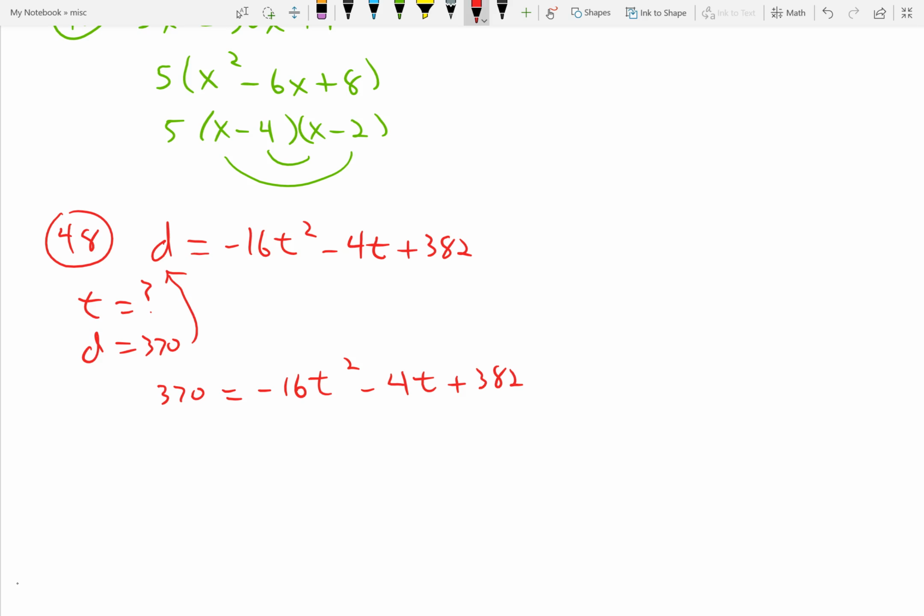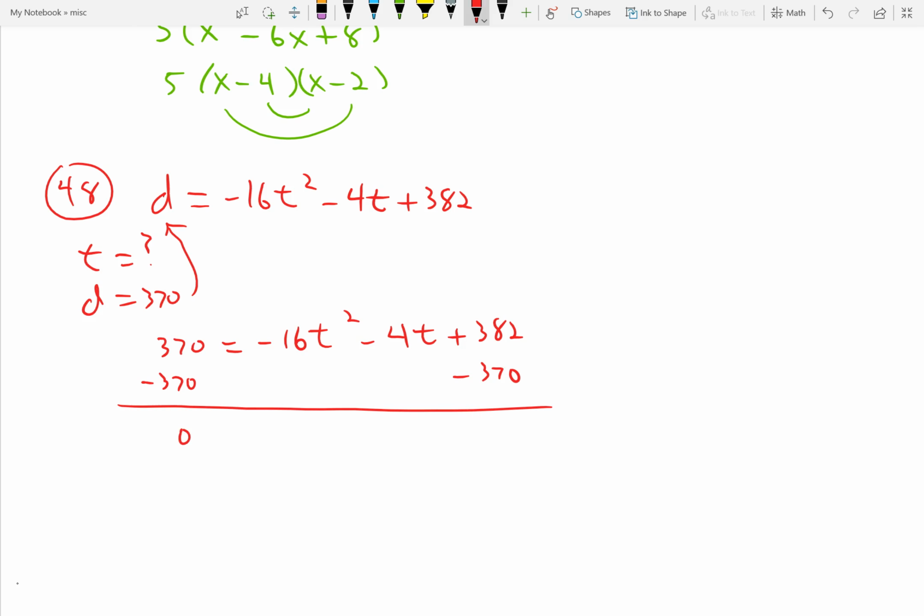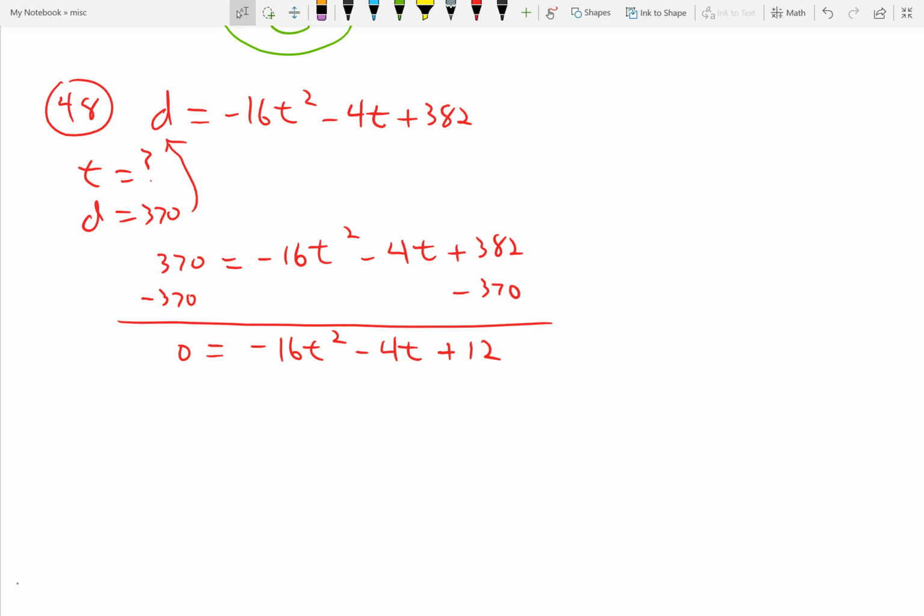At this point, there's a lot of ways you could go about solving it. We're going to set this equation equal to 0 and factor, because that's kind of what was going on earlier in this exercise. So to set this equal to 0, we'll subtract 370 on both sides. Left side is 0. We have negative 16 t squared minus 4t plus 12. I'm going to divide both sides by negative 4.